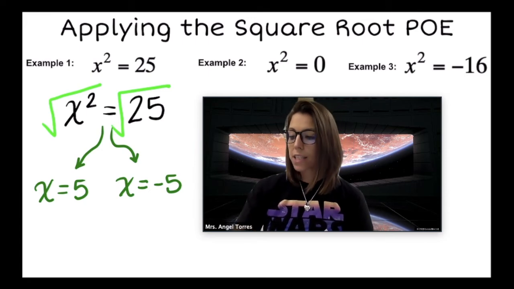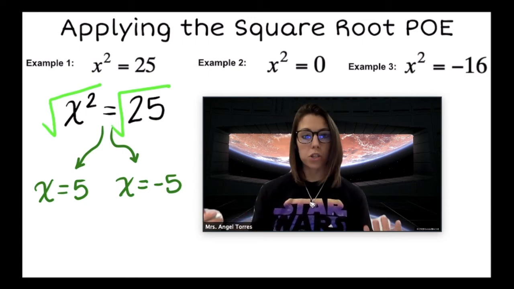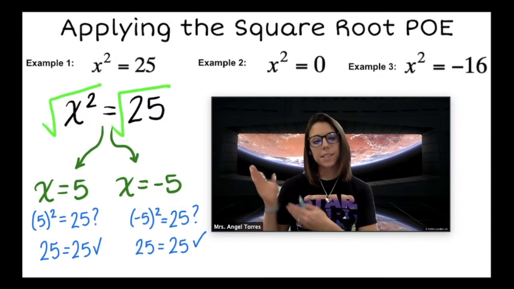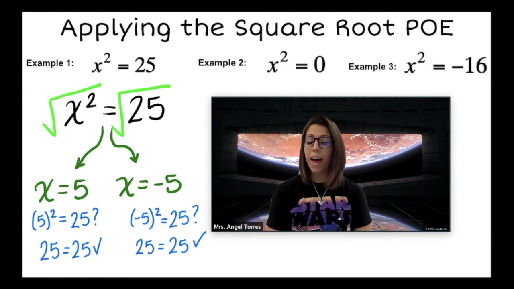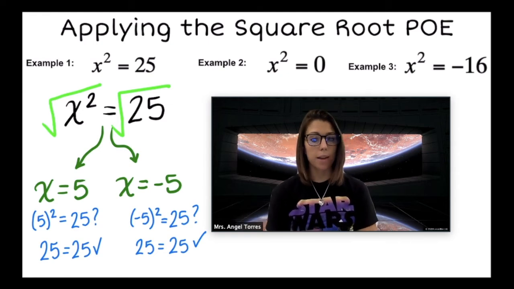And that is evidenced when you check both in the original equation. As you can see in the check, both 5 and -5 are solutions to the function in example 1.